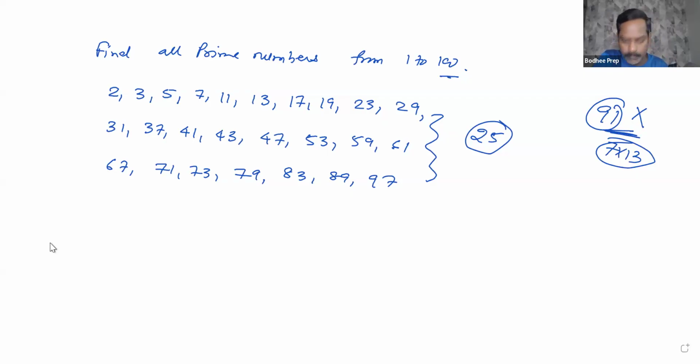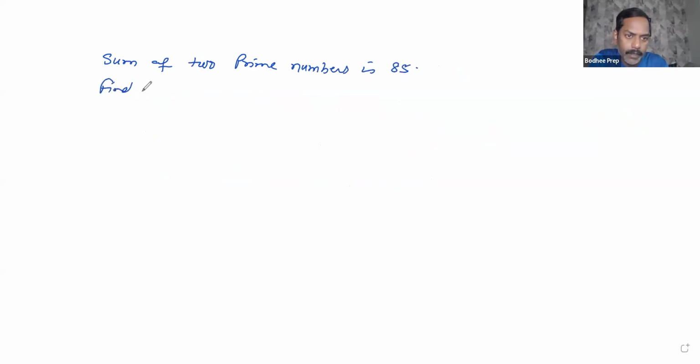Okay, now let's take the next set of questions. The question is: the sum of two prime numbers is 85, right? Find the product of those two prime numbers, right?